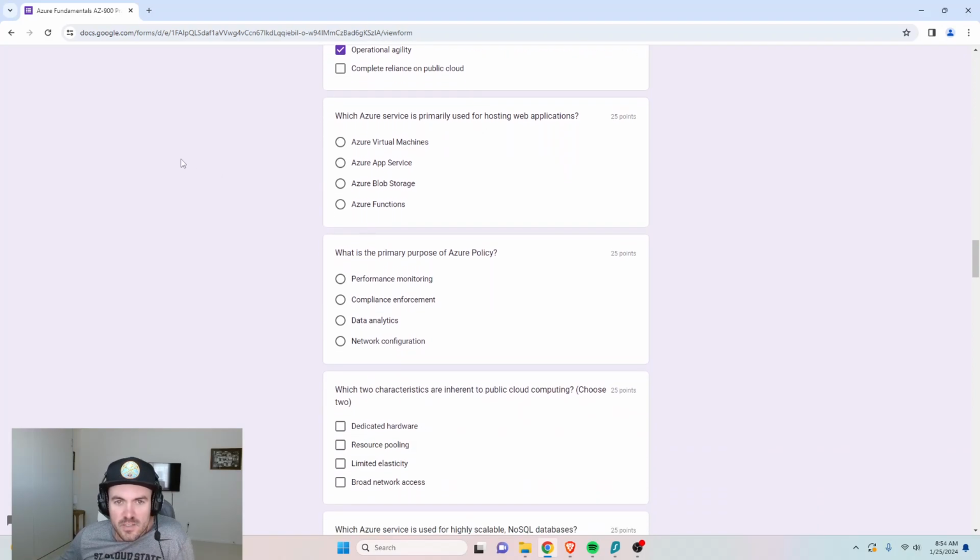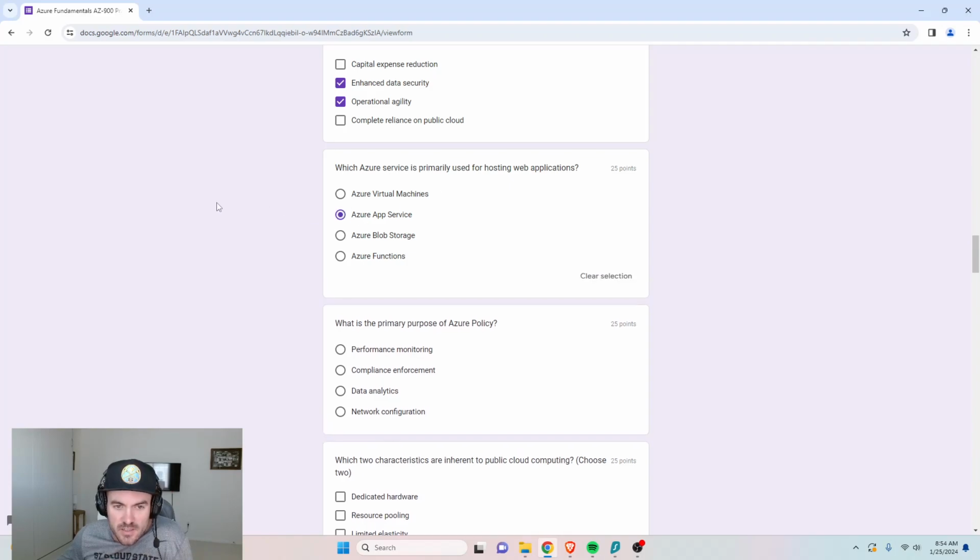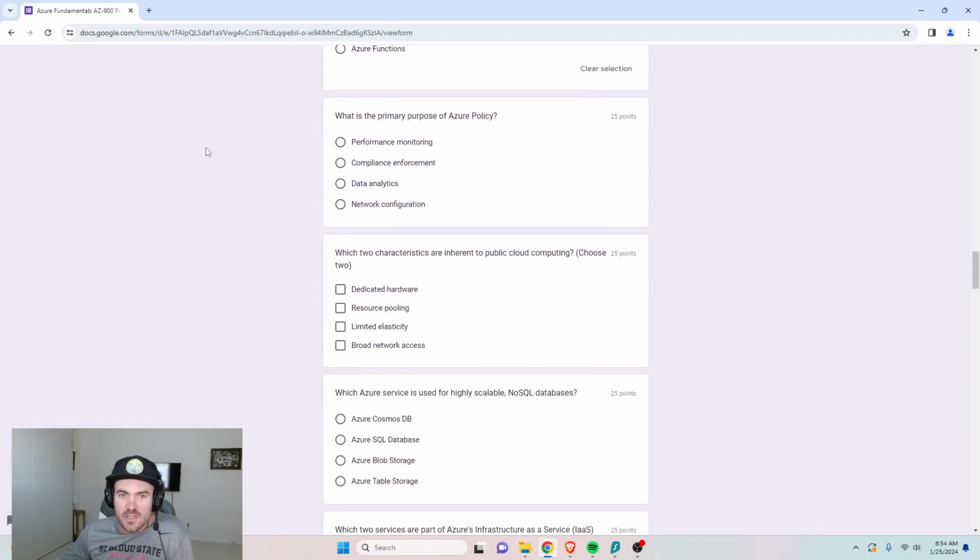Which Azure service is primarily used for hosting web applications? All right, so VMs, again, you maybe could, but it's not best suited for hosting applications. Azure App Service is actually specifically designed to host web applications, so I'm going to pick that one. Blob storage, again, that's that unstructured data storage, and then Functions is a serverless compute service to run code and basically react to events. Okay, so we're going to go with App Service here.